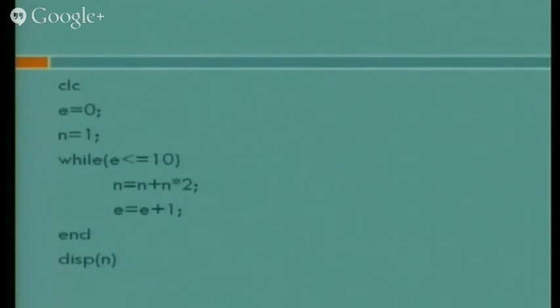So this is an example: CLC, E equal to 0, right? N equal to 1, while E is less than or equal to 10, N equal to N plus N into 2, E equal to E plus 1, then end. Now here, what is the condition? That E is less than or equal to 10.